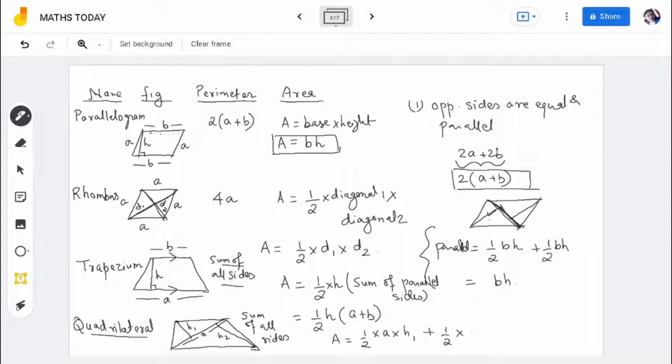Now to make it more convenient, we can take half and A common. You can see that half A is here and half A is here. So area is equal to half A, which I have taken common, and in the bracket we are left with h1 plus h2. So this is the formula for finding the area of the quadrilateral. So we have seen all the plane figures, and how to find their perimeter and area.